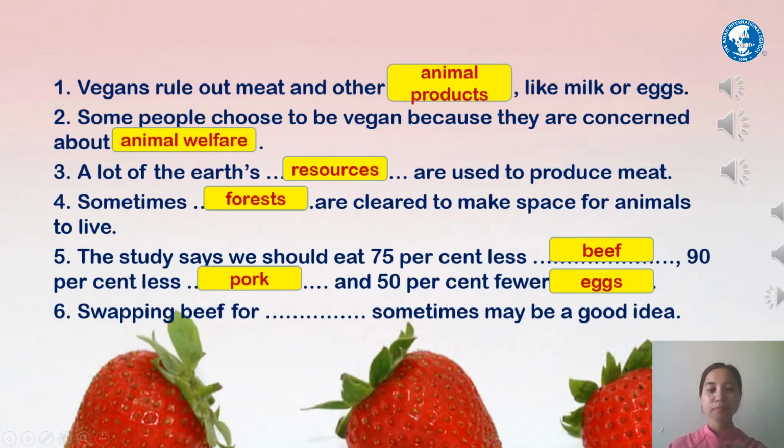Of course, not everyone's going to go vegan or give up eating meat completely, but swapping your beef for beans or your chicken for chickpeas every so often might not be such a bad idea.